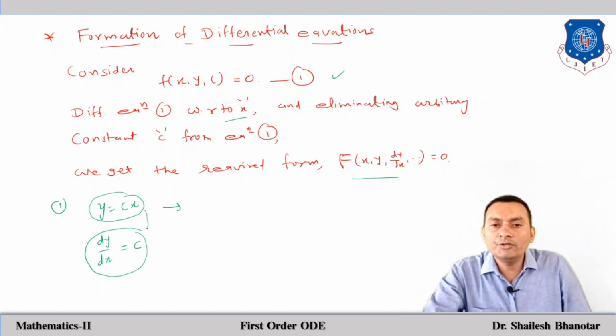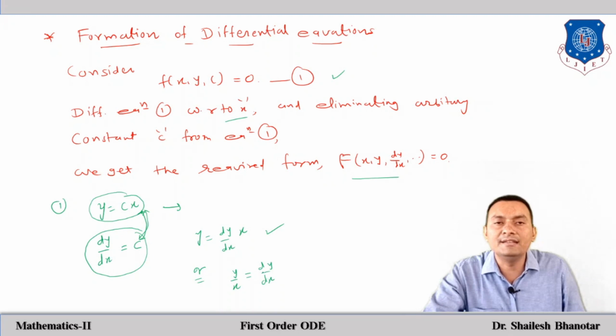Now I'm going to eliminate this constant c using these two equations. So c is replaced by dy by dx, and y is equal to dy by dx times x. This is your final answer, the differential equation we want. This differential equation can also be written as y by x is equal to dy by dx.